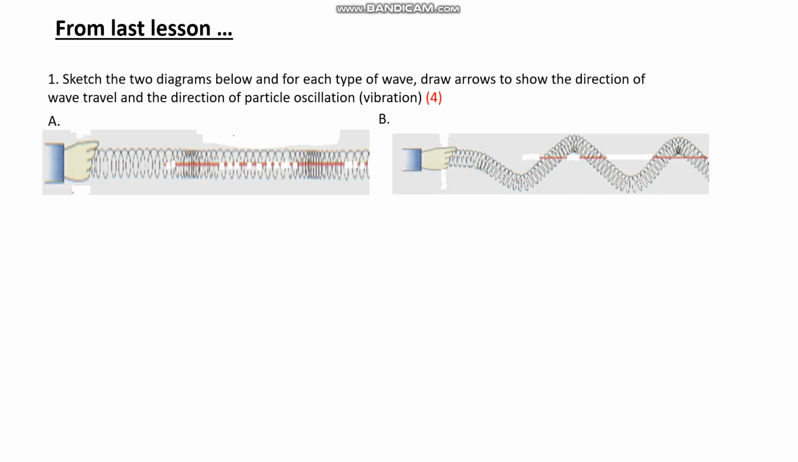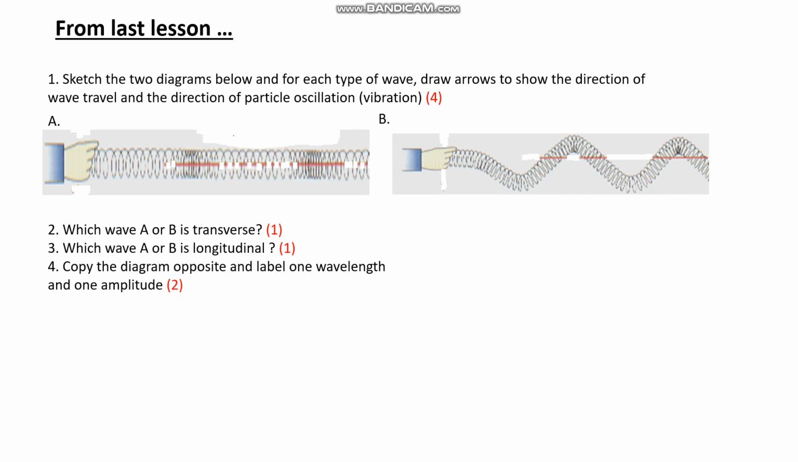I'd like you to sketch the two diagrams below very roughly and then indicate on them the direction in which the wave is travelling and the direction in which the coils of spring are actually moving, in which they're vibrating. 2, I'd like you to identify which of those two, A or B, is transverse. 3, which one of those two, A or B, is longitudinal. Question 4, I'd like you to copy out the diagram opposite and add to it one wavelength and one amplitude.